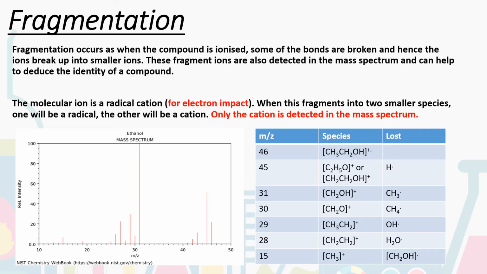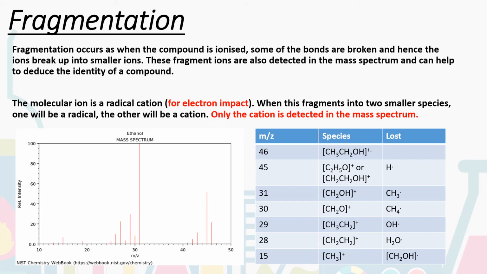So finally, here to talk about fragmentation. Fragmentation occurs when our compound is ionized, some of the bonds can be broken, and hence the ions can break up into smaller ions. Now these fragment ions, as we said, are also detected in the mass spectrum, and they can help deduce the identity of a compound. Often it's the fragmentation that can really help you to identify what your compound is.